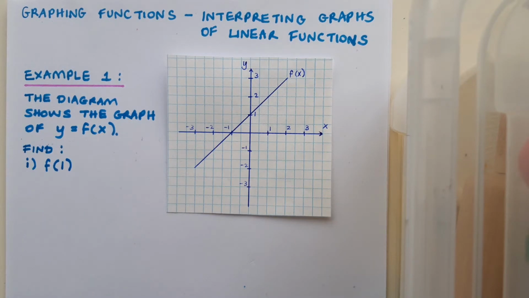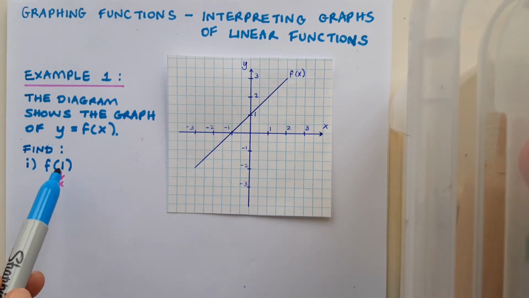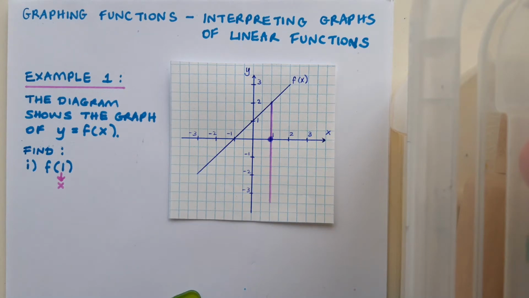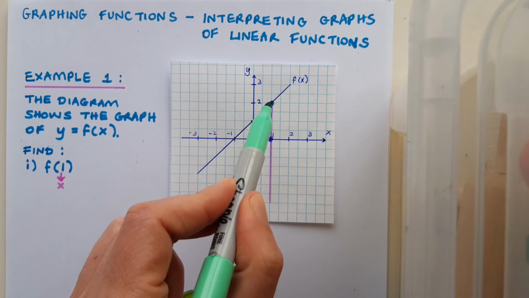We want to use the graph to answer a number of questions. First, we want to find f of 1. Now, I don't have a function that I can substitute this 1 into, but in any case, I want to use the graph to answer the question. We know that the value in brackets here represents an x value. So what we'll do is go to that value on the x-axis. Now I'll draw a line down through that number vertically, and you can see that it meets the graph of f of x at this point just here.